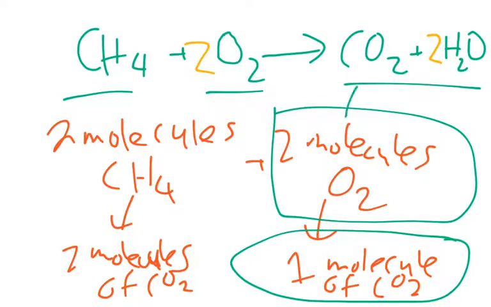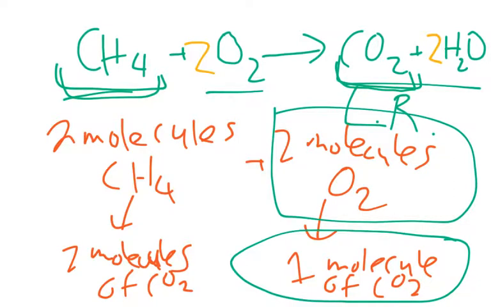So now that we know this is our limiting reactant, let's try to figure out how much CH4 is left after the reaction. So if 1 molecule of CO2 is produced, how much CH4 was used up? Well, we know that 1 molecule of CH4 is used up per 1 molecule of CO2, so it's a 1-to-1 ratio. So if 1 molecule of CO2 was created, then 1 molecule of CH4 was consumed, because it's a 1-to-1 ratio. So we can say that 1 molecule of CH4 was consumed.